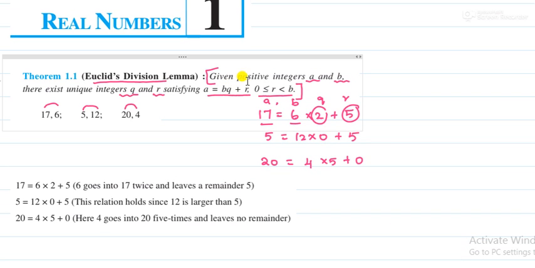So given two positive integers a and b, there exist unique integers q and r satisfying a equal to bq plus r, where our remainder should be equal to 0 or more than 0, but it should be less than the divisor.